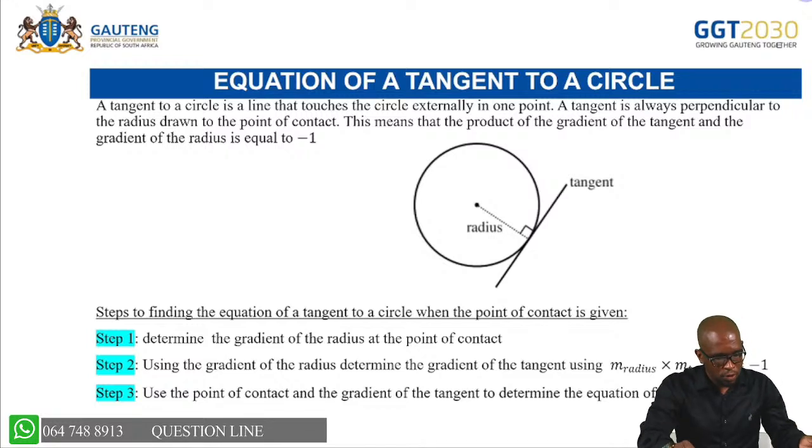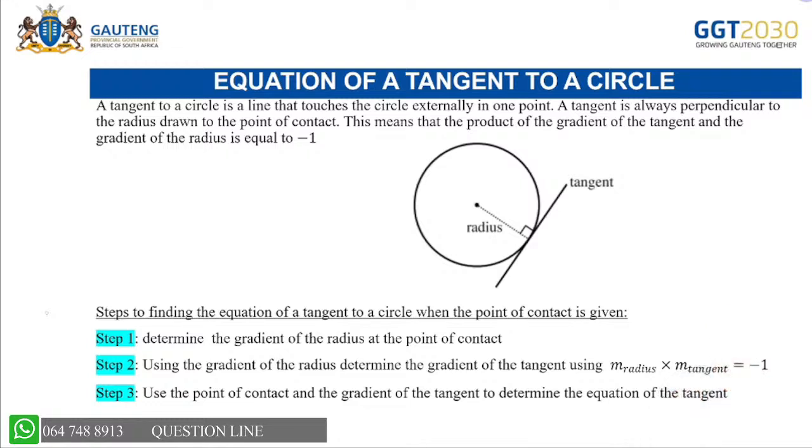So now, in this case, you need to follow the following steps. Determine the gradient of the radius at the point of contact. Since you'll be given the point of contact, you need to determine the gradient of the radius. So you'll be taking the center (x; y), and you'll be taking the point of contact. If the point of contact is P, it is (x at P; y at P).